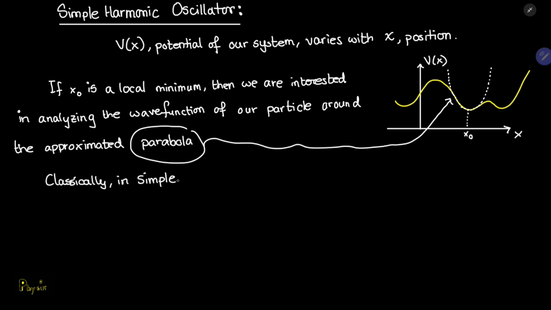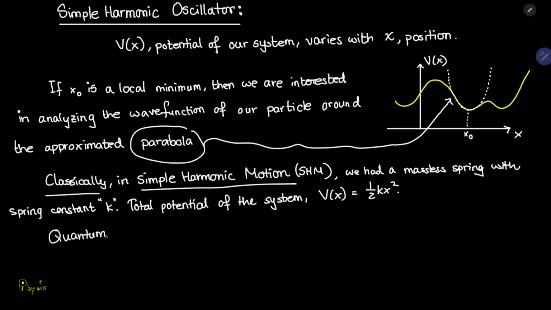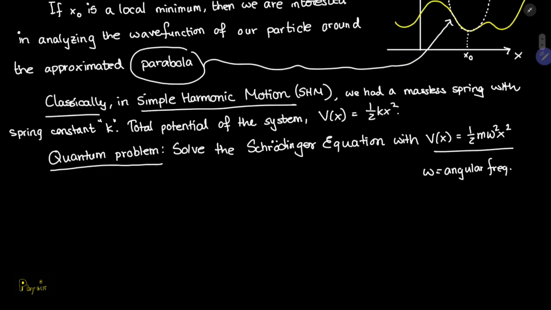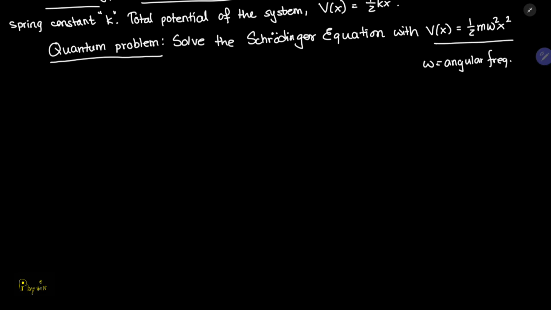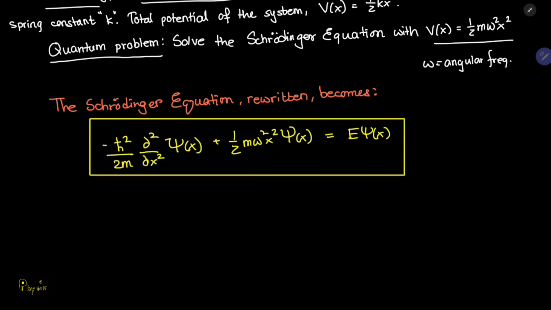Classically, in simple harmonic motion, we had a massless spring with a spring constant k, and the total potential of our system, V of x, was 1/2 k x squared. But the quantum problem is to solve the Schrodinger equation with the potential equal to 1/2 m omega squared x squared, where omega is the angular frequency. So let's rewrite the Schrodinger equation, and it looks like this.